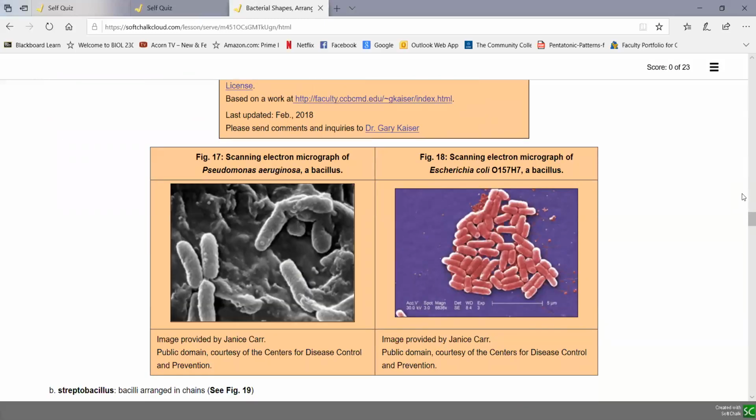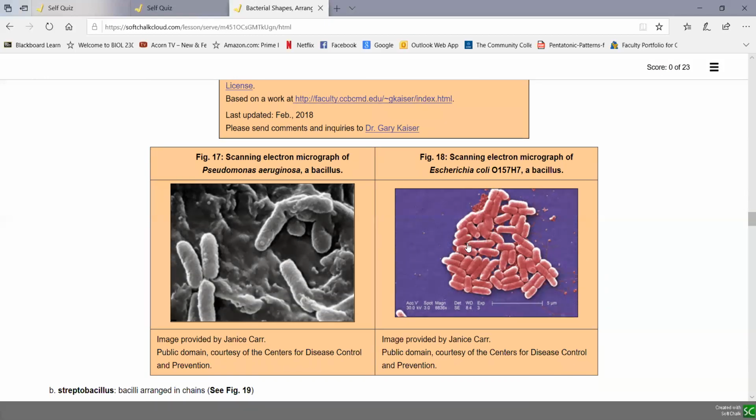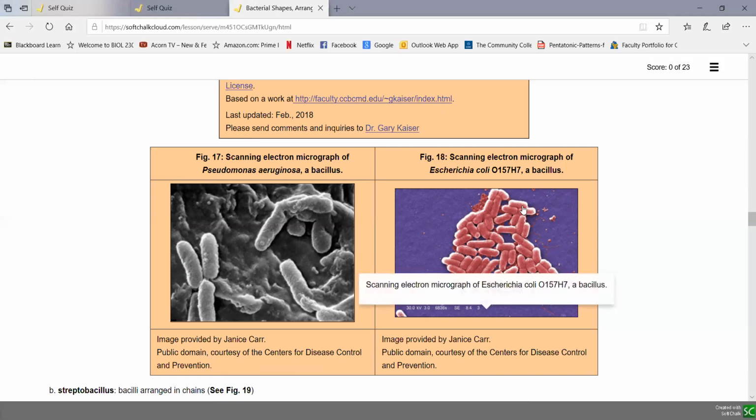This is a scanning electron micrograph of Pseudomonas aeruginosa, another bacillus-shaped bacterium. So again, they look like small corn dogs, kind of. Here's a scanning electron micrograph of E. coli, where you see the nice bacillus shape. And again, you see some in the process of dividing by binary fission.